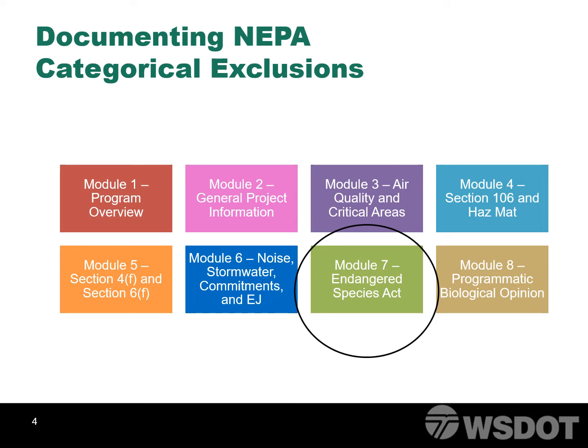This module will cover Section 7 of the Endangered Species Act. You may find it helpful to follow along with the CE form, which is available on the Local Programs Environmental Services website. There are multiple modules hosted on our website, so be sure to watch them all.